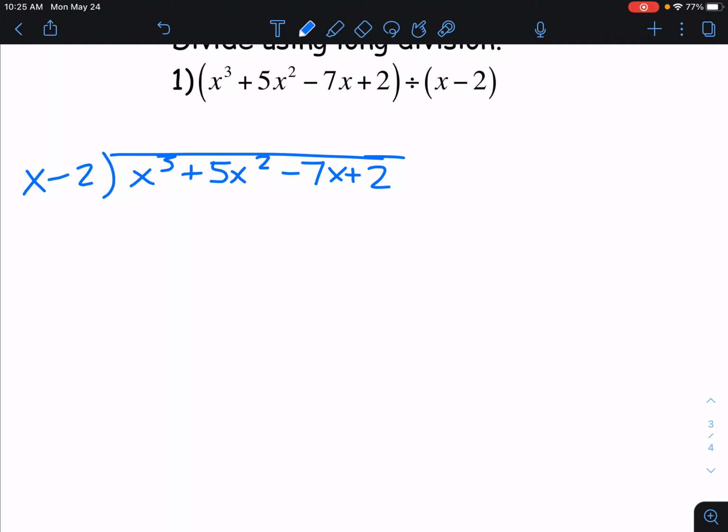So what we always want to do is first term divided by first term. So we're doing x cubed divided by x. So that would be x to the second power. Just put it anywhere at the top, and we'll start our answer at the top. So then we have to go back and take that x squared and distribute it. We're going to multiply it by both of the terms, the x and the negative 2. So x squared times x is x to the third. Then x squared times negative 2.